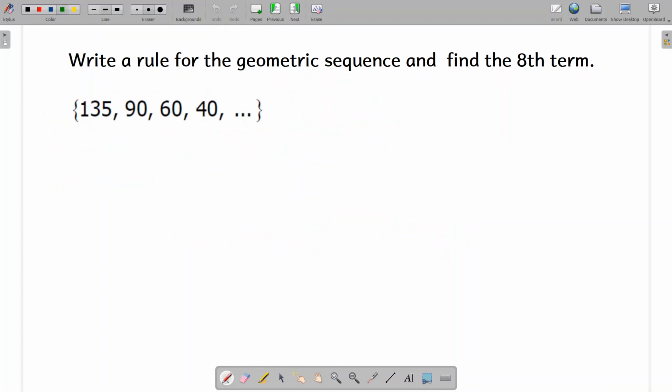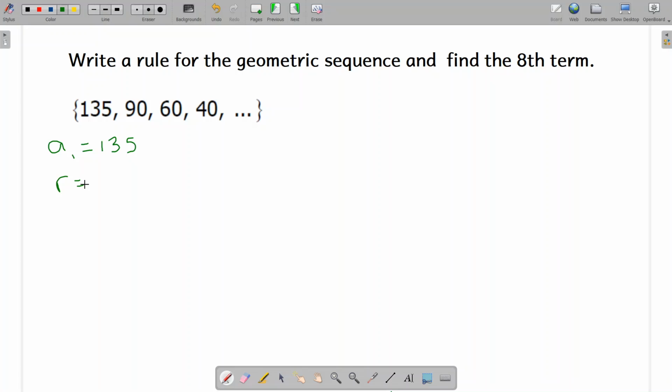Let's look at another one, very similar. Again, we need to write the rule and find the 8th term, so we need to find the first term and the common ratio first. With this one, it's a little bit harder to find the common ratio. My first term is still easy, but my common ratio, I'm not too sure just by looking at it.